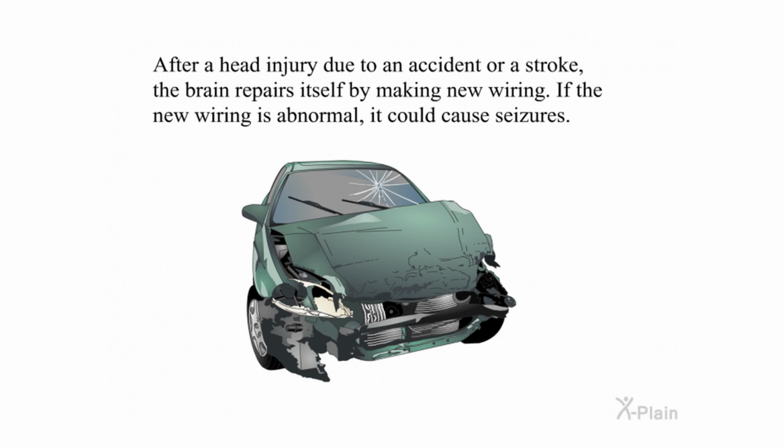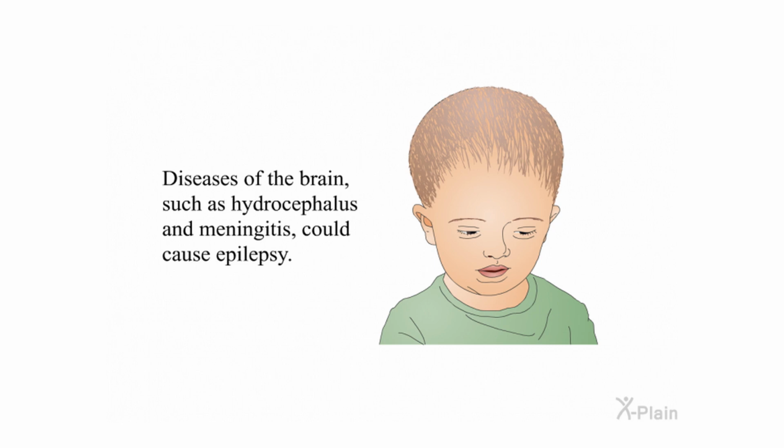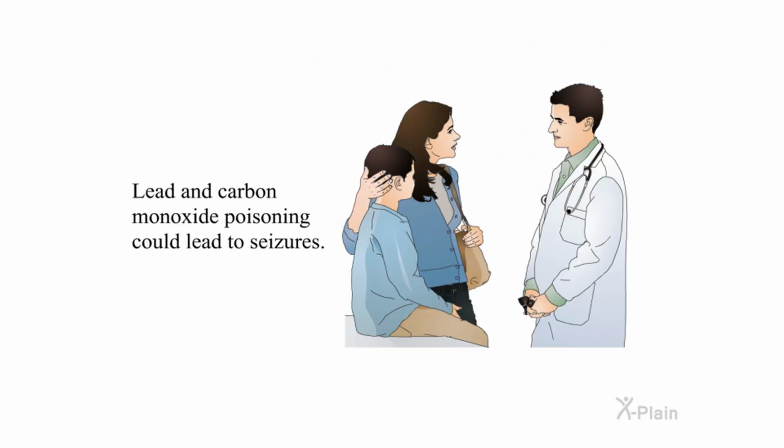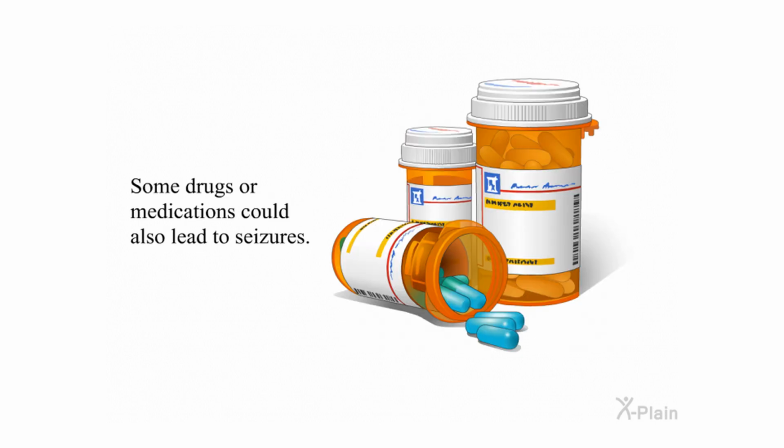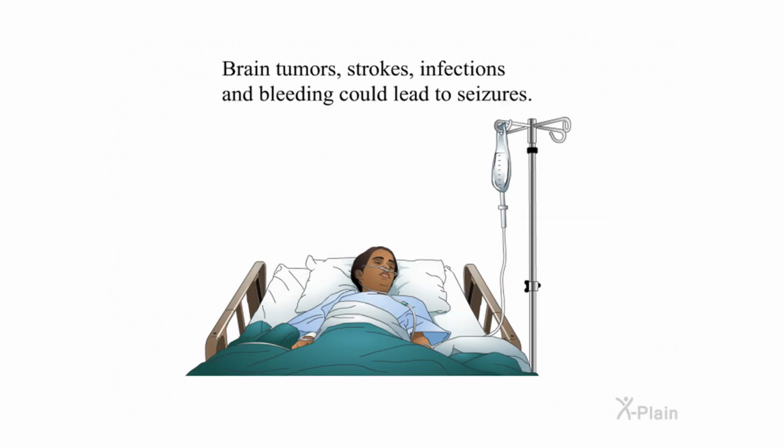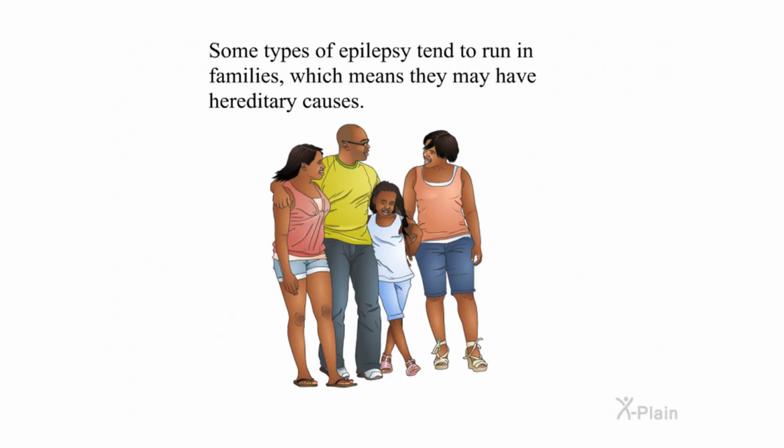After a head injury due to an accident or a stroke, the brain repairs itself by making new wiring. If the new wiring is abnormal, it could cause seizures. Diseases of the brain, such as hydrocephalus and meningitis, could cause epilepsy. Lead and carbon monoxide poisoning could lead to seizures. Some drugs or medications could also lead to seizures. Brain tumors, strokes, infections, and bleeding could lead to seizures. Some types of epilepsy tend to run in families, which means they may have hereditary causes.